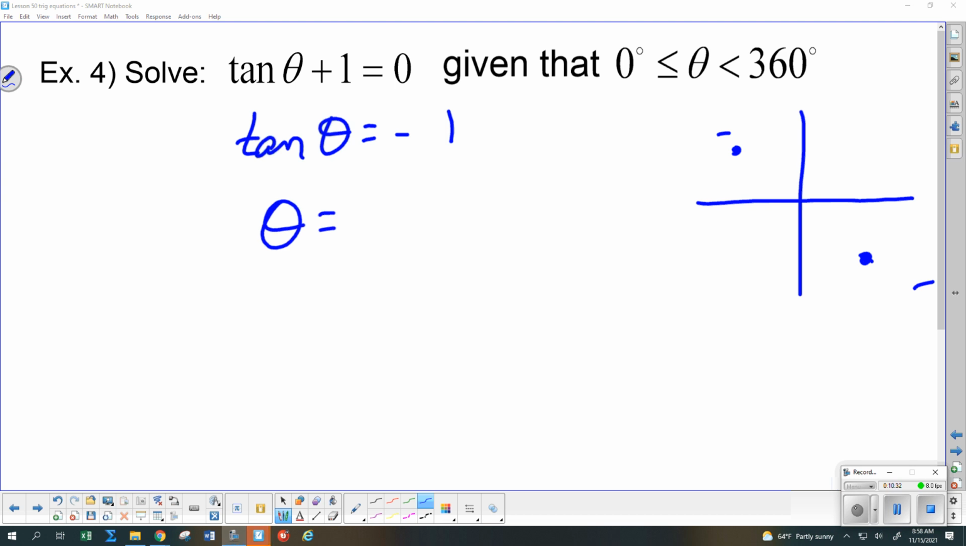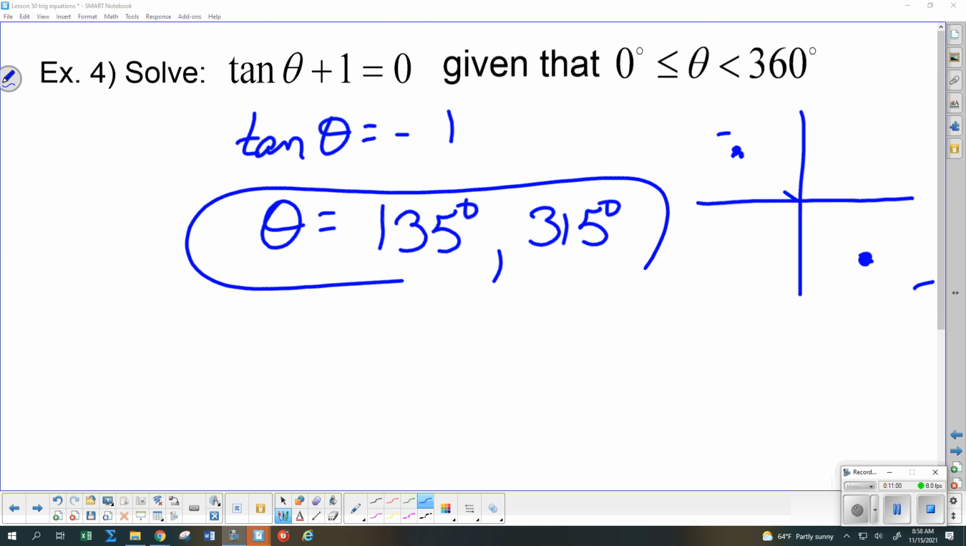Lily, how many degrees here in the second quadrant? We're right smack in the middle. So 90 plus 45 is 135. And then what about fourth quadrant? Rhea, what do we have there? Yep. Questions from anybody on that?